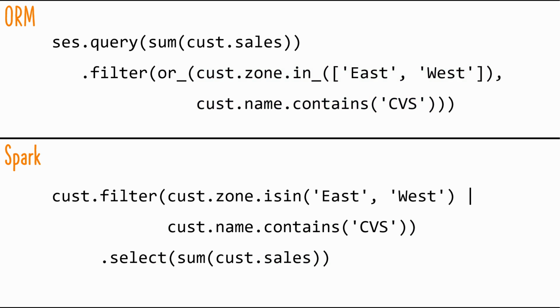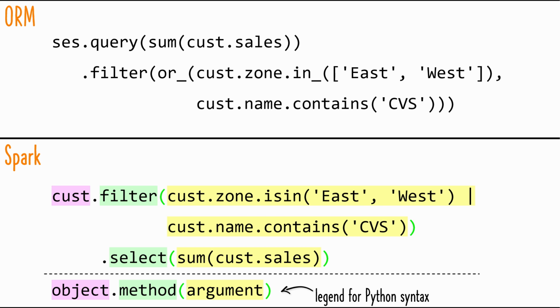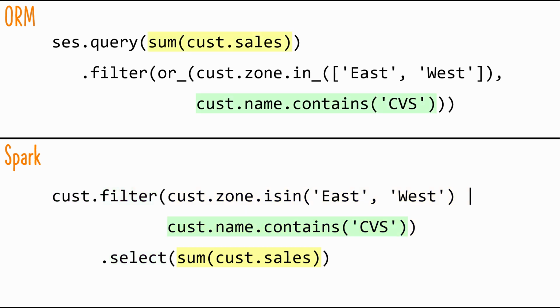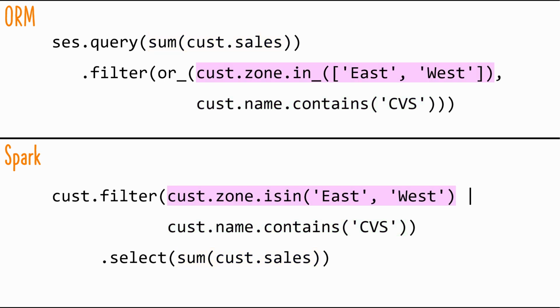Once you get the hang of thinking in SQL while writing object-oriented code, using Spark or Databricks will be easier. In the PySpark code below, cust is a data frame object, and I'm calling its filter and select methods. The syntax for sum and contains are the same, and the membership conditions are very similar.